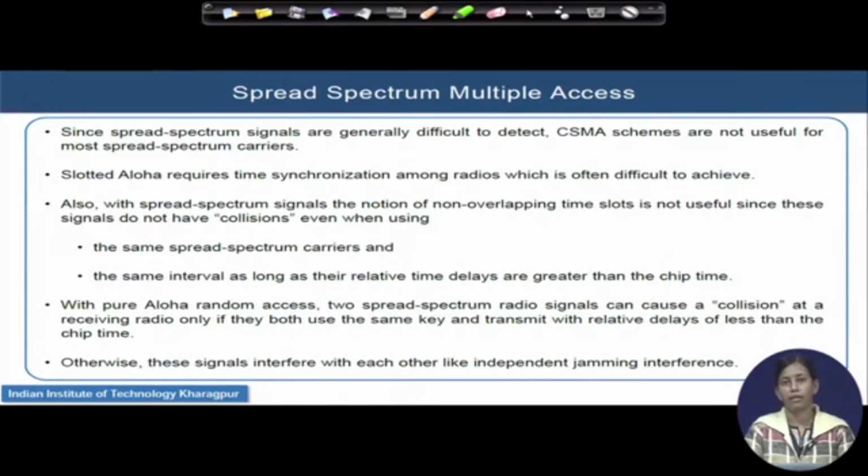So you can freely use Aloha if you are 100% confirmed that the keys are perfectly orthogonal to each other. Otherwise, that's why in a jamming environment or a multi-user environment, we can treat the other users' signals, relative to the intended signal, as behaving just like independent jamming interference.